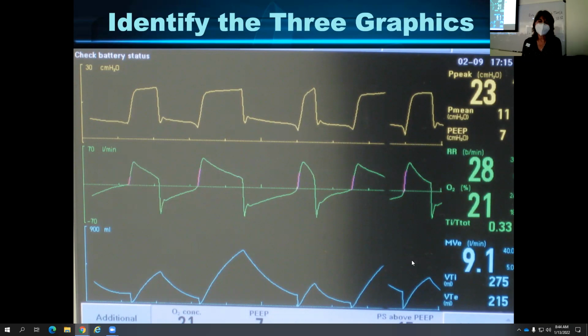And then when you look on VTI, that's the tidal volume that goes into the lungs. And VTE is the volume that came back out of the lungs. So 275 mLs was put into the lungs, but only 215 mLs came back out. So not only do you have your graphic showing you that you're missing some volume, but you'll also see it on your digital readout.